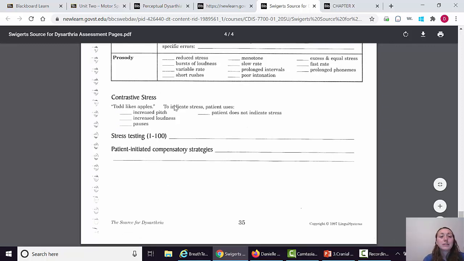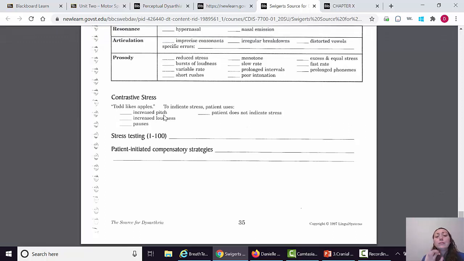So here's just a really simple example, contrastive stress. Todd likes apples. And then we can change the task to indicate stress. Can they mimic our stress where we put the stress on different words? Todd likes apples. Todd likes apples. Can they shift that? So, increasing pitch. Can they change that variability with increasing pitch, increasing loudness, pause, and rate?